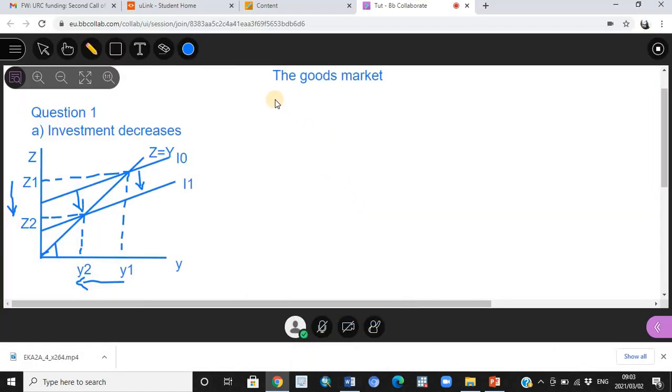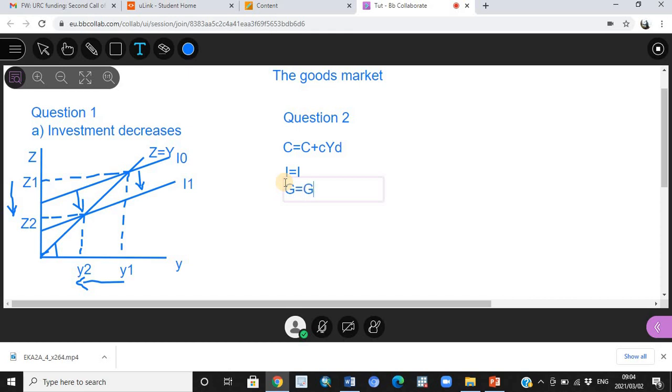I'll just write here question 2. These are givens. C equals autonomous C plus marginal propensity to consume times YD. Here we will say I is equal to autonomous I, and also government spending is equal to G.